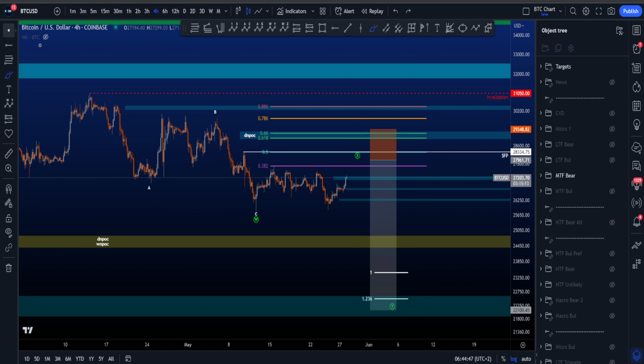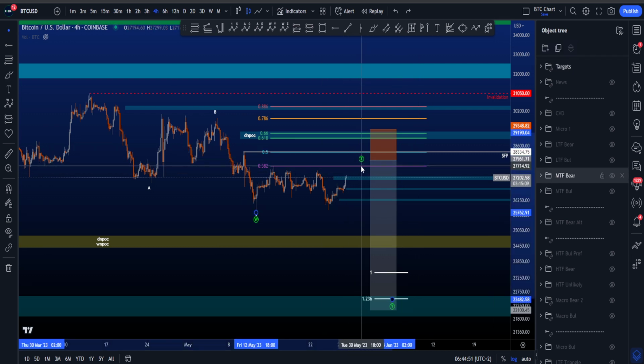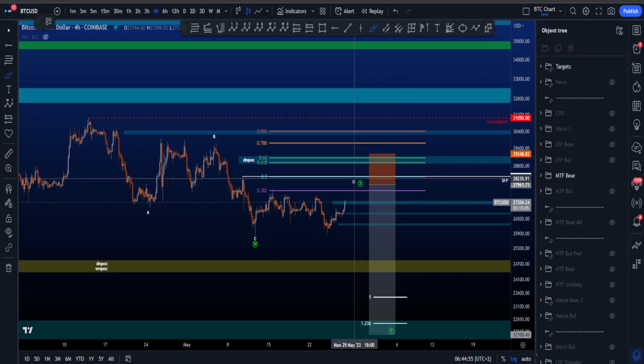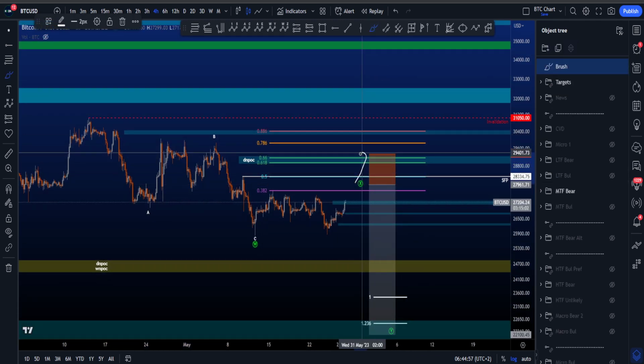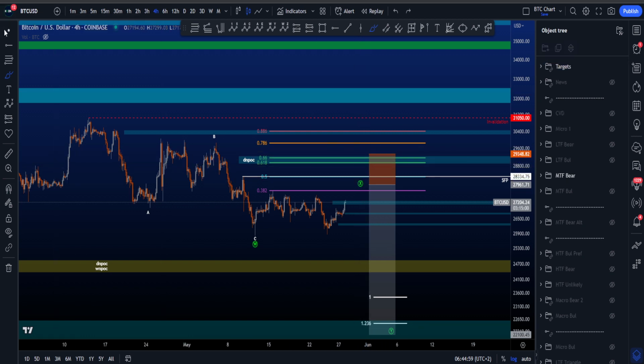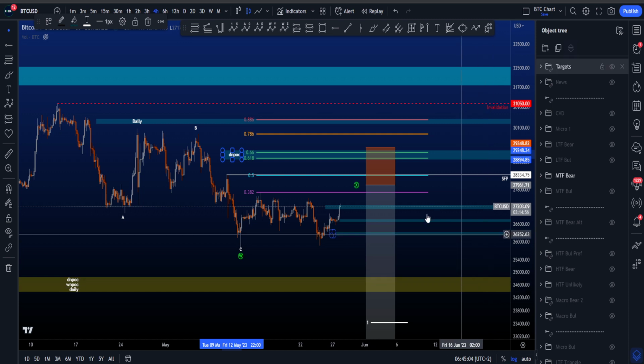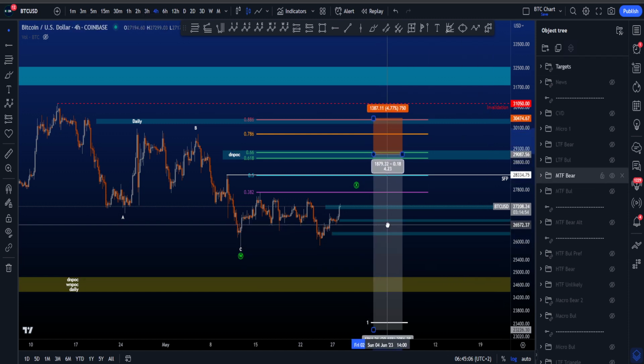So something to keep in mind, if price is going to find a reversal over here, then this blue target box is going to become very important. If price, however, is going to push and continue to the upside, for example, towards this area, the blue target box that we have a little bit higher, between 28.9k and 29.2k, of course, this goes up as well.